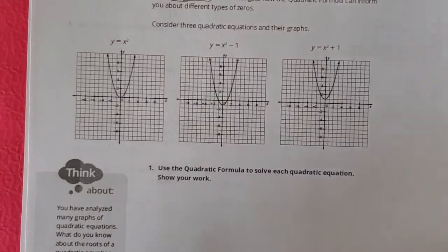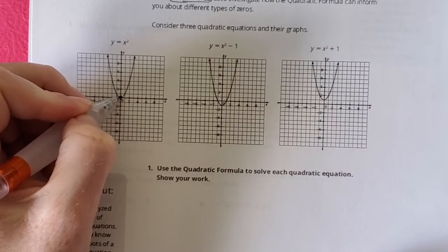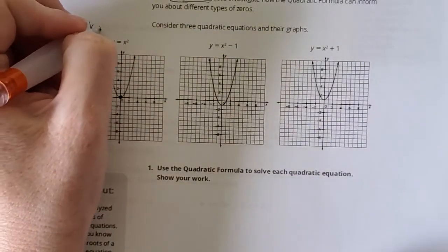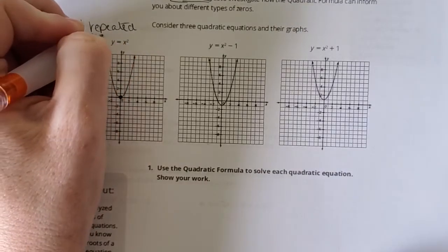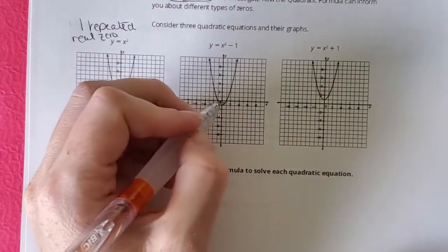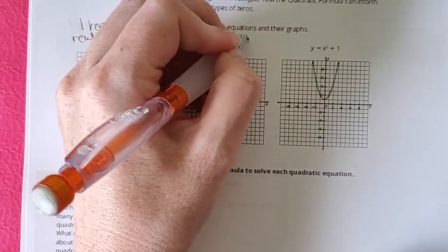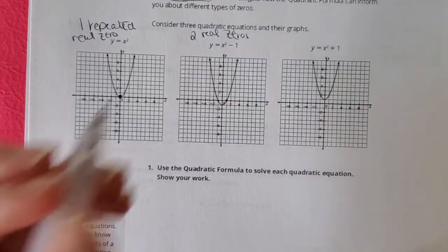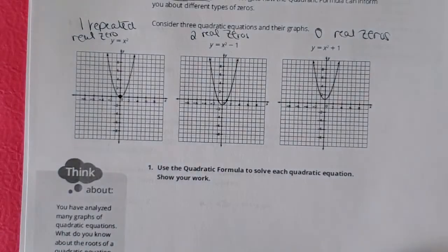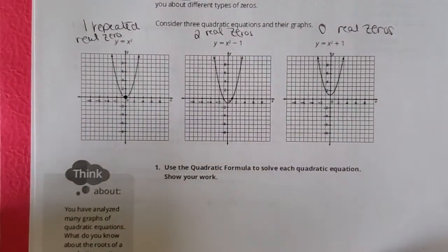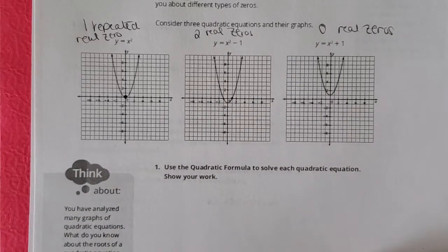So we have three quadratic equations. The first one, y equals x squared. And if we look at the graph, we can see this has one repeated real zero. And if we look at this one, it crosses at two places, so it has two real zeros. And this one does not cross the x-axis anywhere, so it has zero real zeros. And that means it would have complex zeros, which you'll learn about in Algebra 2. And you might hear them called imaginaries, which we haven't learned about. Like I said, you will in Algebra 2.